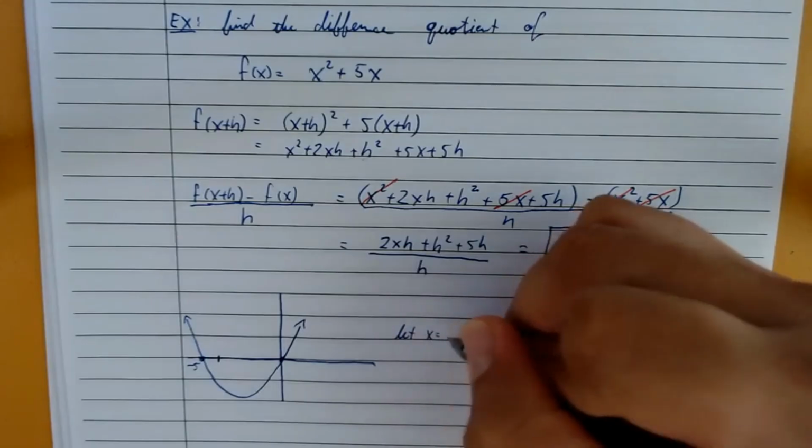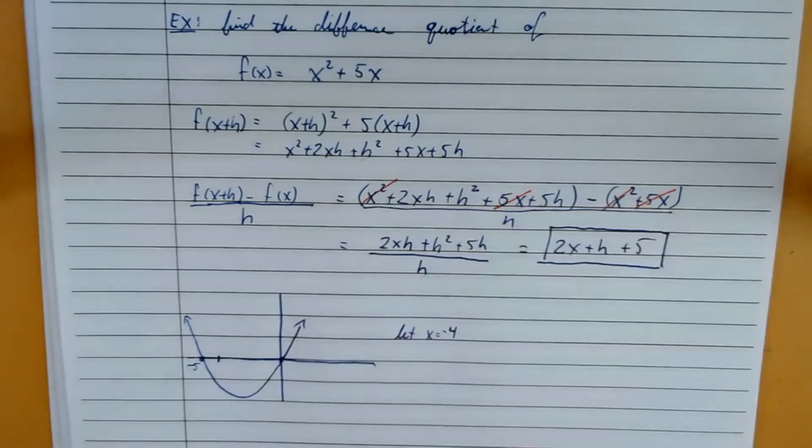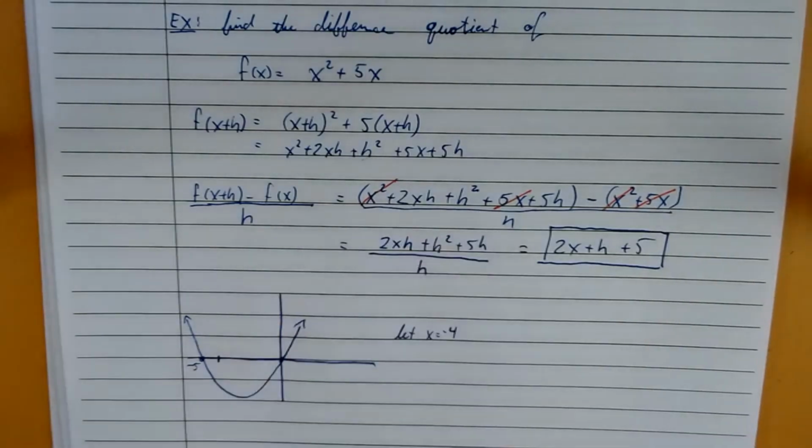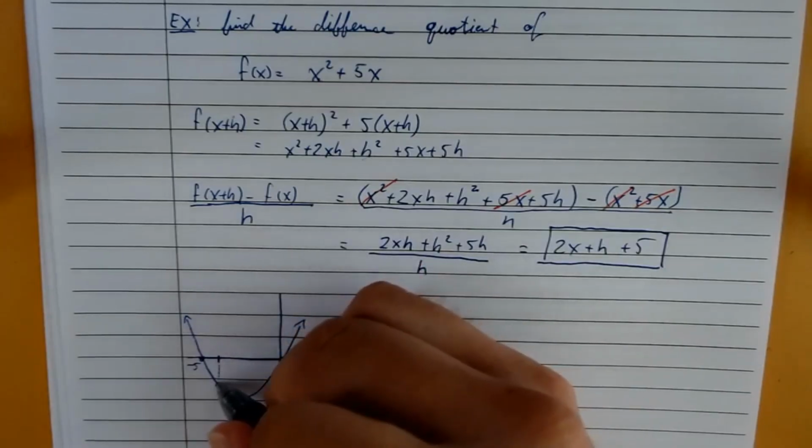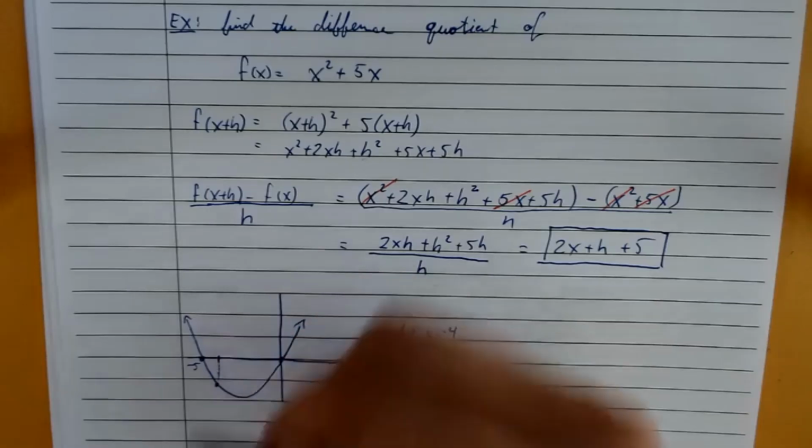Let x equal negative 4. There's nothing special about negative 4. I'm just picking some number for the illustration. Now, if you plug in negative 4 into your curve, into your function, you're going to get this point.